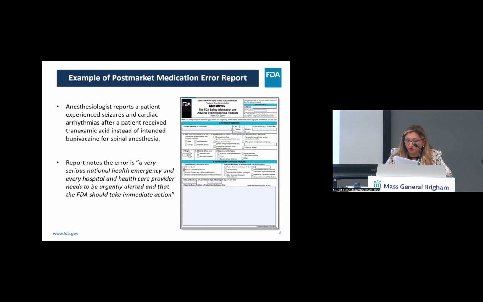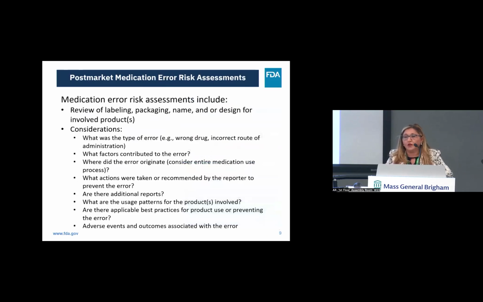Was there any recommendation from the reporters? What were the contributing factors? And what type of regulatory action might FDA take? The type of regulatory action can vary. It could be in terms of making revisions to the label and labeling, or providing a safety communication to healthcare providers, as well as, in certain instances, we might consider revising the design elements of the product, which could be the packaging or the way the user interacts with it.